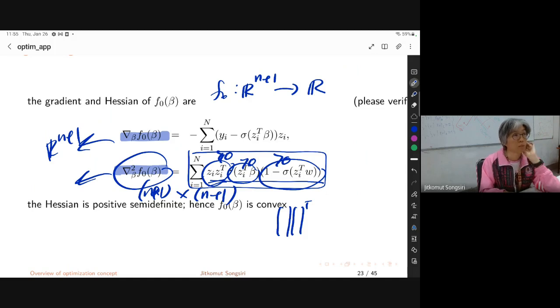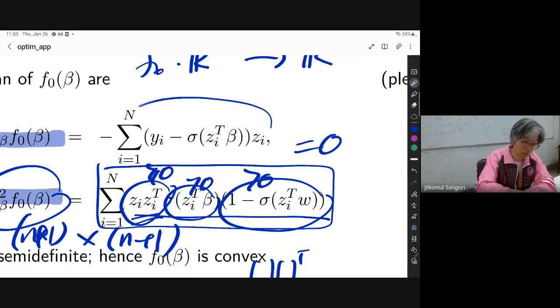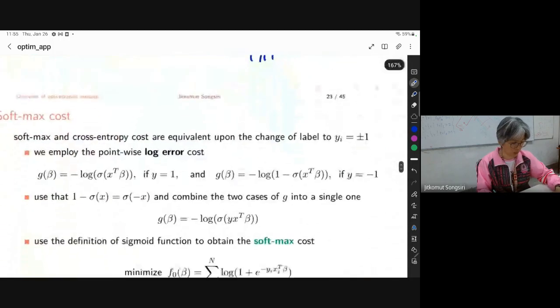Can we derive the closed form solution? Unfortunately, no. Closed form solution means I derive the gradient, set it to 0, and now try to write beta as some closed form expression. Try to figure out, can we do that? No.